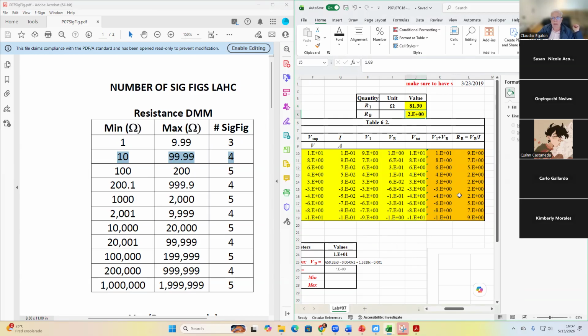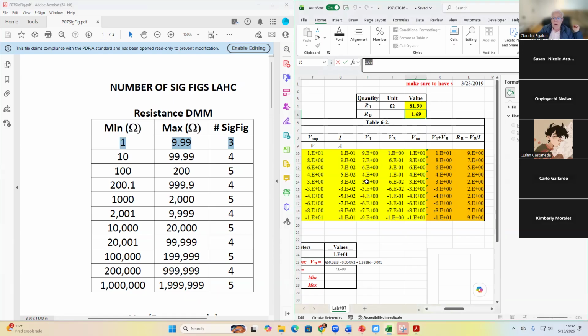We do the same for the resistance of the bulb, which in this case we measured when the light bulb was disconnected from the circuit. We call it unloaded configuration. The numeric value of this resistance is 1.69. 1.69 falls within this range here, 1 through 9.99. And this table tells us that the number of significant figures we must have is 3.